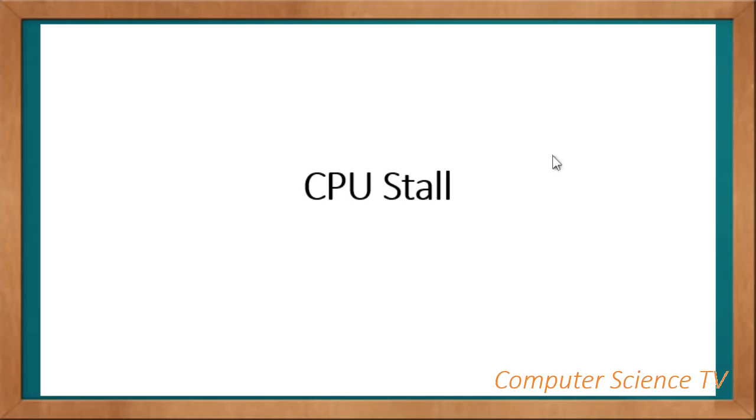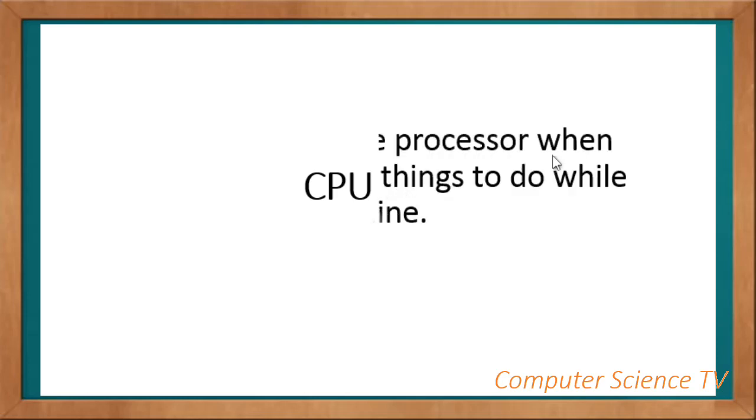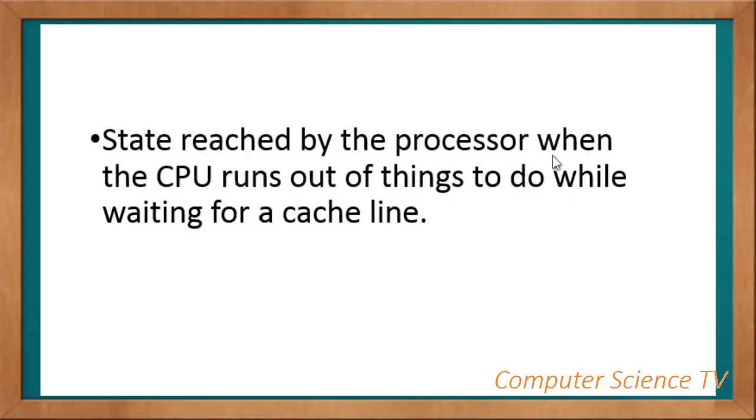We're going to talk about a CPU stall. So what's a CPU stall? Well, this is the state that is reached by the processor when the CPU actually runs out of instructions to do while it's waiting for a cache line.